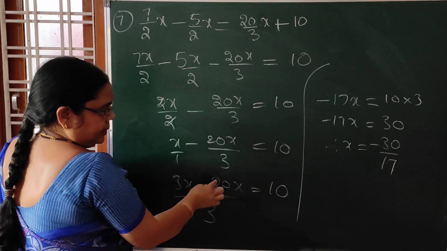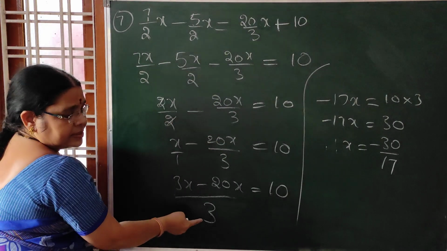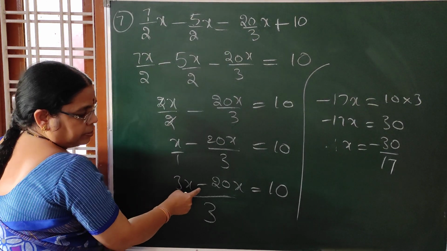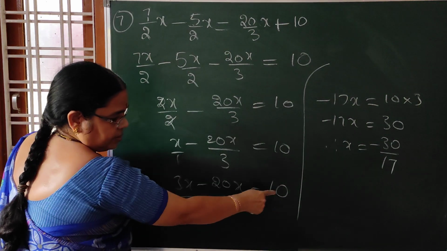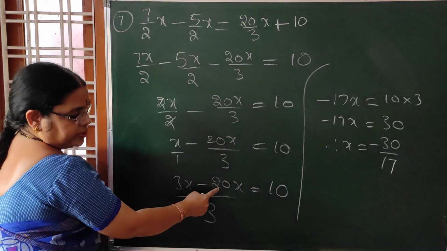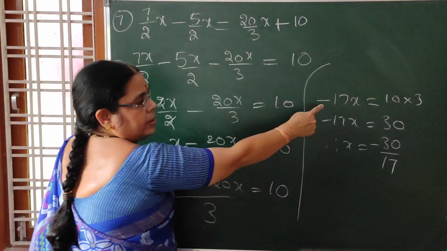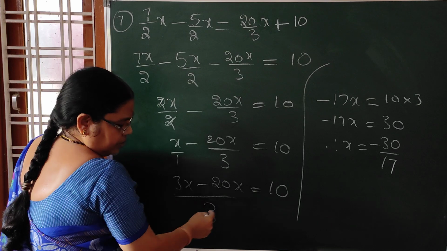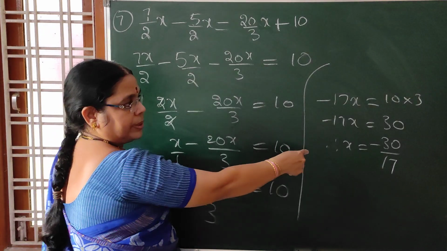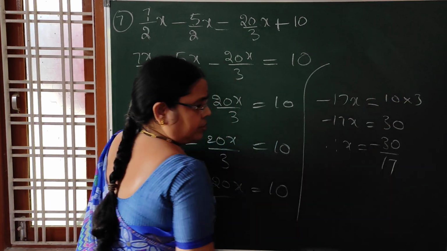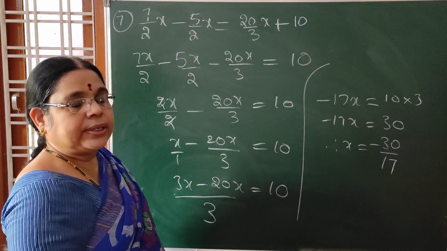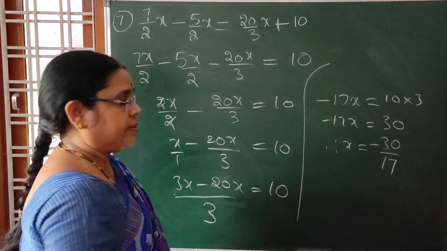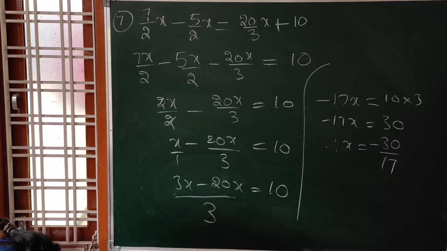This is 20x by 3. LCM is 3. 1 3s are 3. 3 into x is 3x minus 20x is equal to 10. 3x minus 20x is minus 17x. Minus 17x is equal to 10, and this being divided, going to the opposite side, becomes multiplication. 10 into 3. Therefore x is equal to minus 30 by 17. Now we'll go to verification.